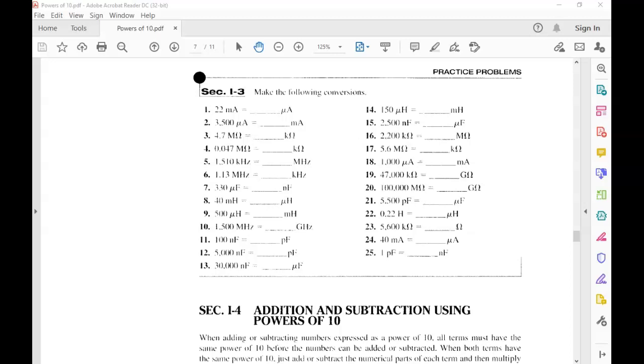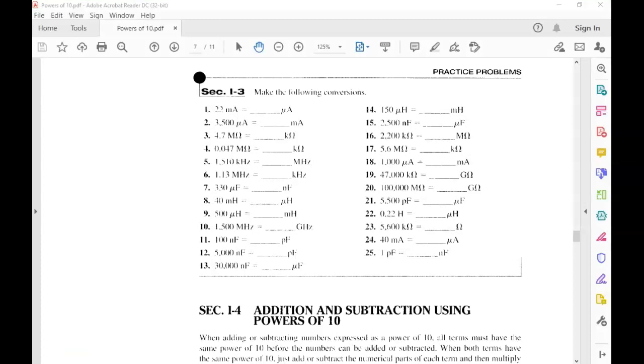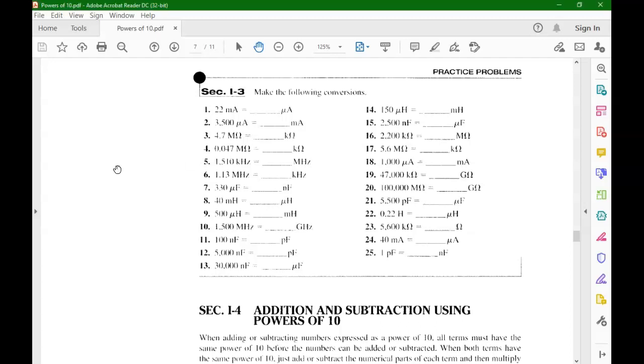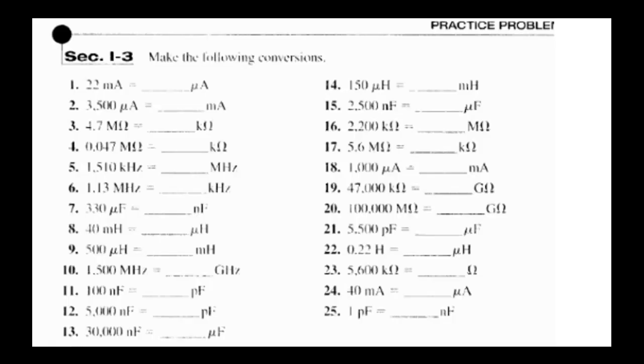All right, let me try something real quick. And we'll see if I can't move this to something that I can work with a little easier. There we go.